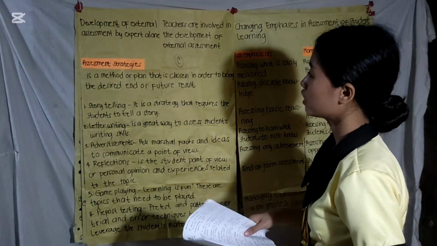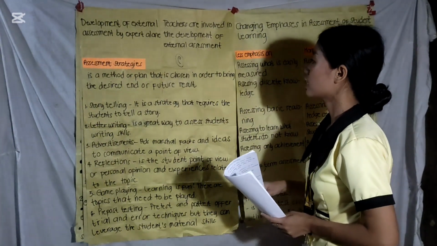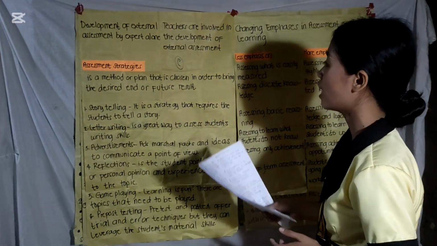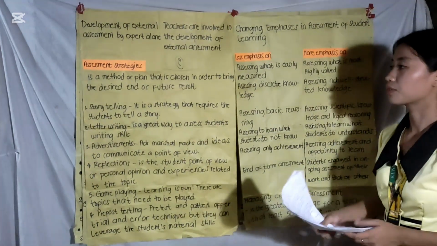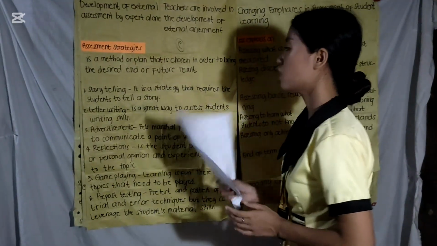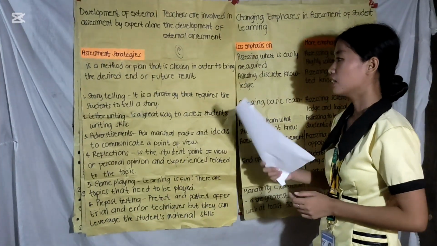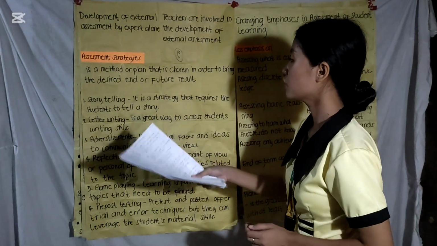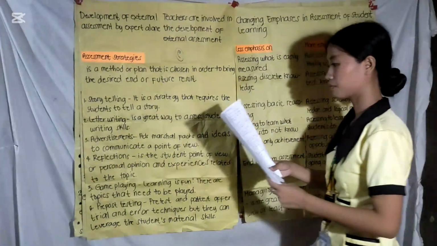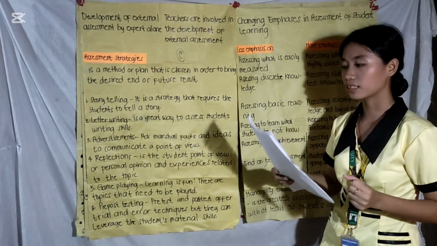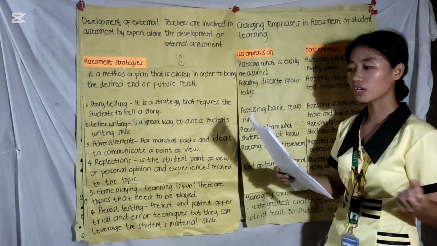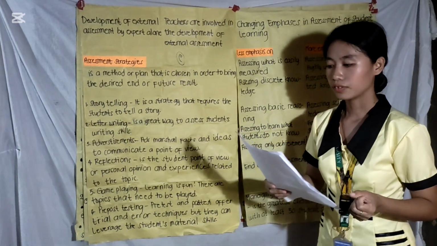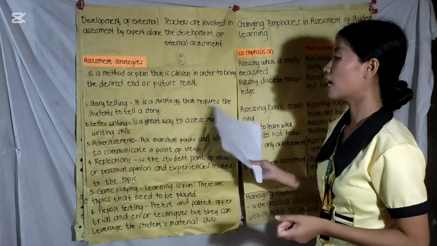Assessment strategies is a method or plan that is chosen in order to bring the desired end or future result. Number 1, storytelling. Storytelling is a strategy that requires the students to tell a story based on the event, books, articles, and any sources of information that they are going to tell.